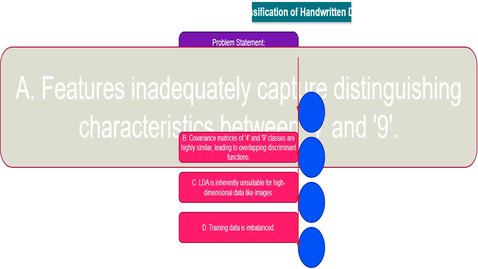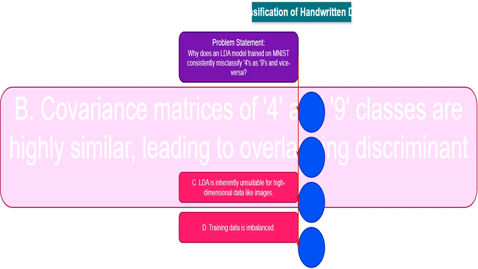Makes sense, right? LDA assumes the data is normally distributed and that classes have similar covariance matrices. If the 4 and 9 have very similar covariance matrices, then their discriminant functions, the boundaries LDA uses to separate classes, will overlap. This overlap leads to many misclassifications. It's like trying to separate two overlapping clouds.